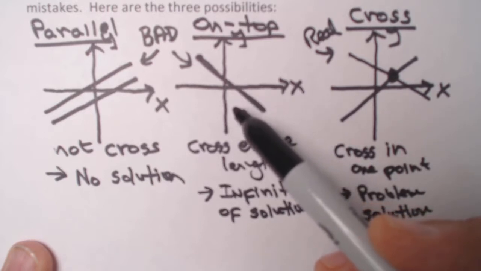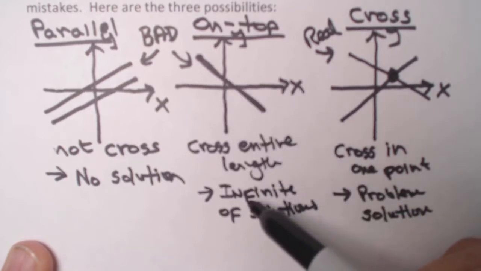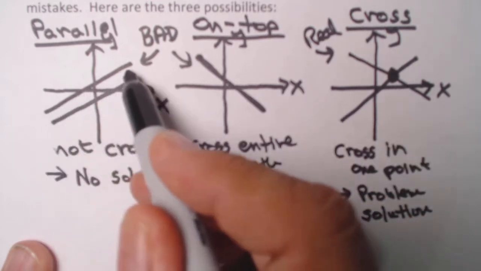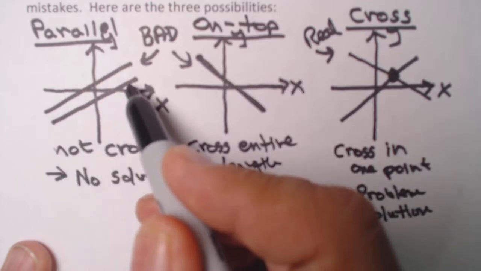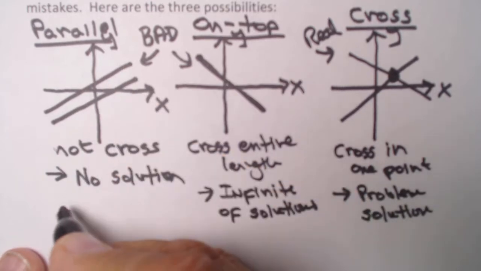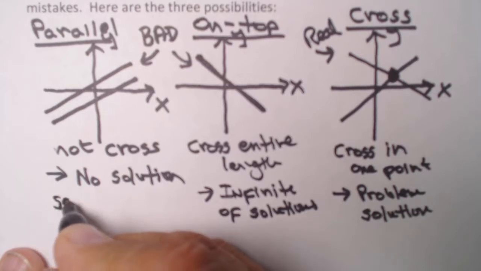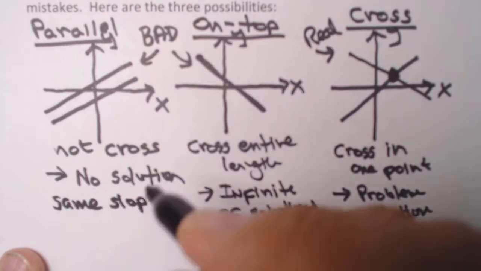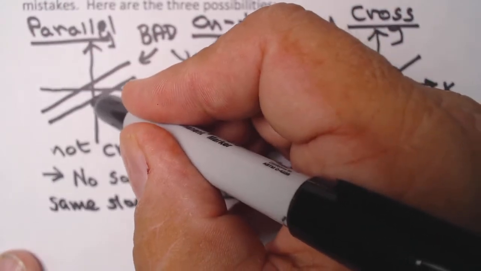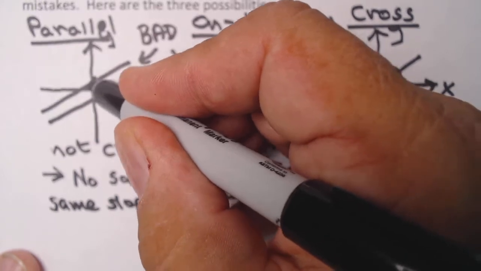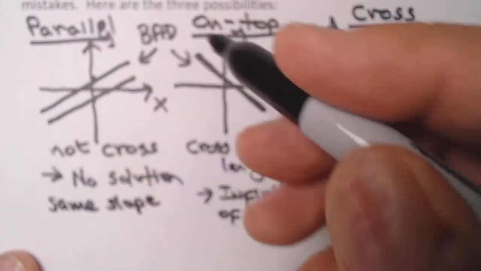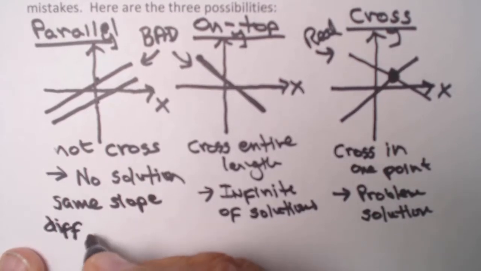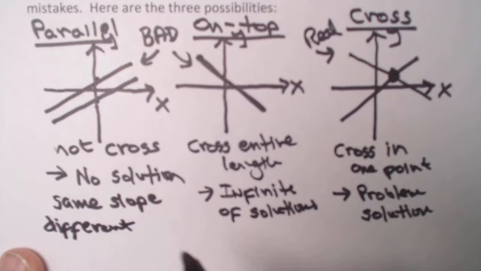And the on top of case is even worse. You've got an unlimited number of answers. Well, let's take a look at what's going on here. You see the parallel case? The lines do not cross. So what the parallel case means is these guys have the same slope. But notice now that their y-intercept points, where they cross the y-axis, these spots, they have different y-intercepts.